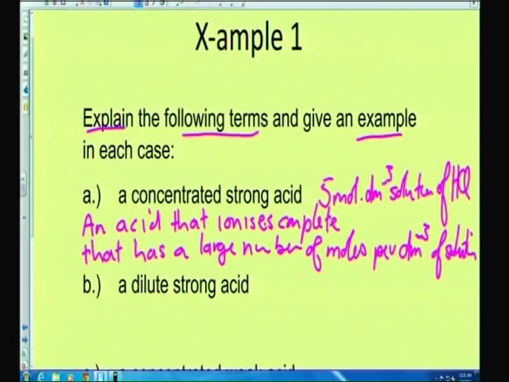So that's where the 5 mole per decimeter comes in. It's telling us that for every liter, there are 5 moles of HCl dissolved in the solution. So if we've got a liter, there are going to be 5 moles. If we've got 2 liters, there are going to be 10 moles. If we've half a liter, 2.5 moles. But it's a big number of moles.